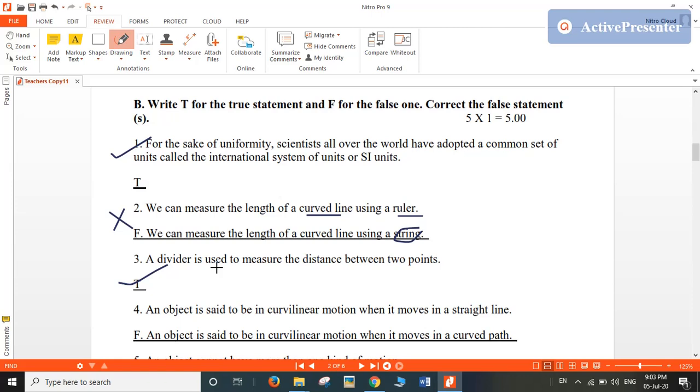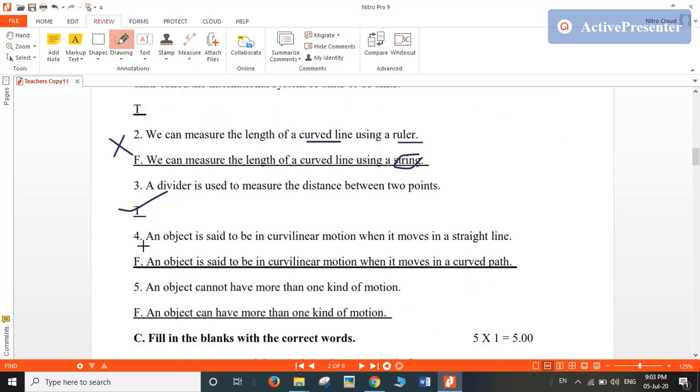we use a divider. Then the fourth one: an object is said to be in curvilinear motion when it moves in a straight line. No, when it moves on a curved path, then we can say that the object is in curvilinear motion. If it is moving in a straight line, then it's a rectilinear motion. So this statement is false.